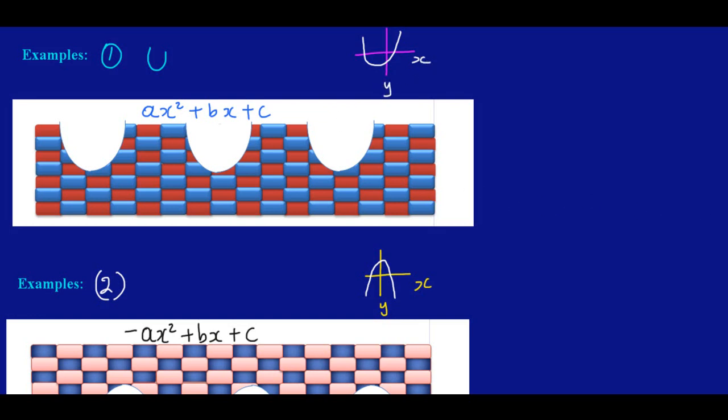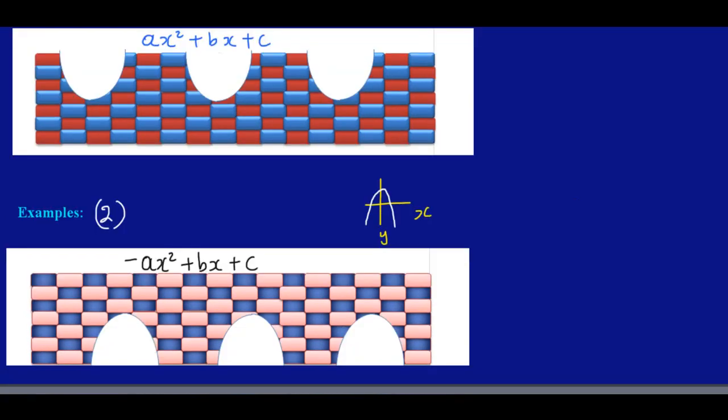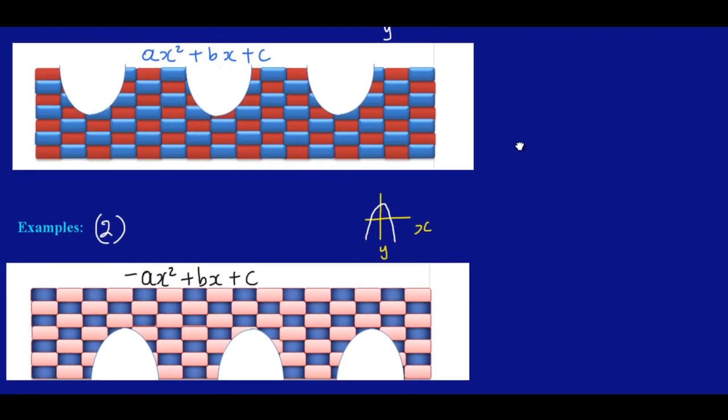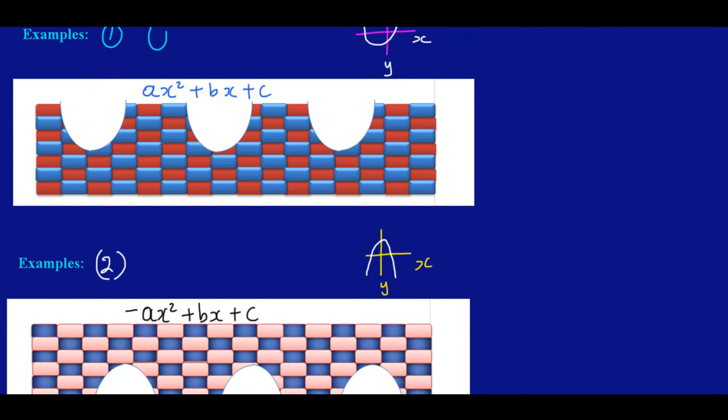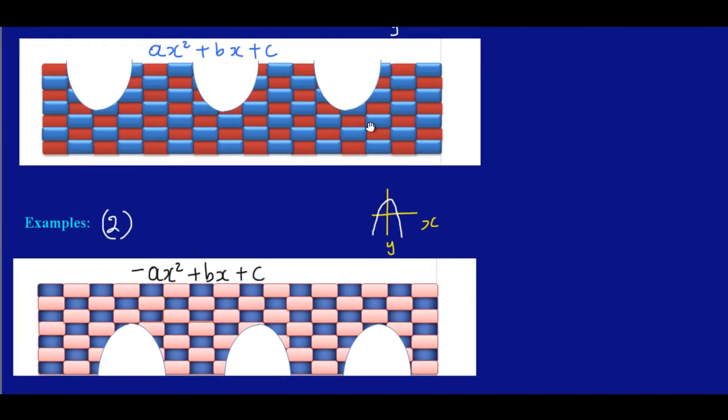Okay, so that's just a typical introduction to the quadratics, and what they look like. If a is positive, then the graph will smile, as you have seen here. But if a is negative, then the graph will frown. It will be upset. Thank you.